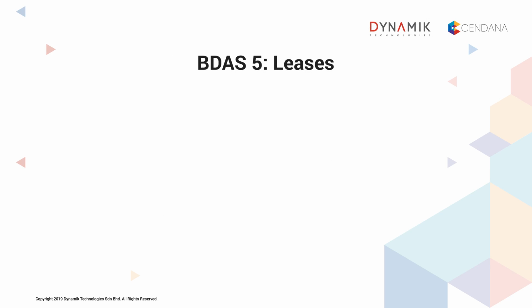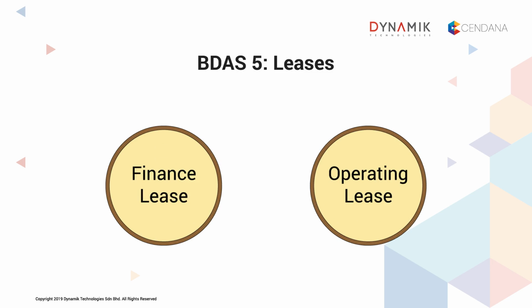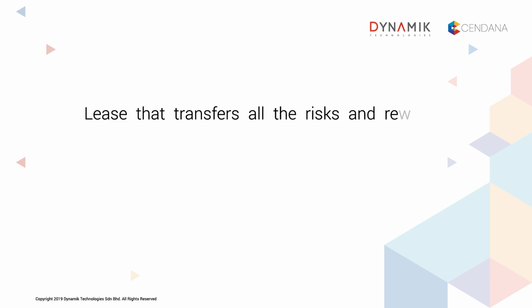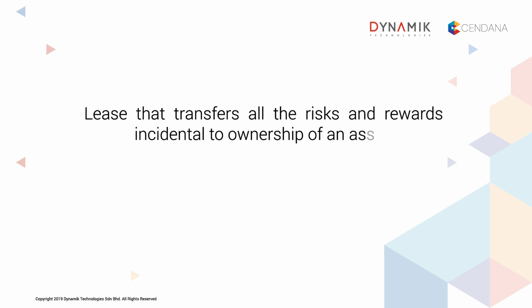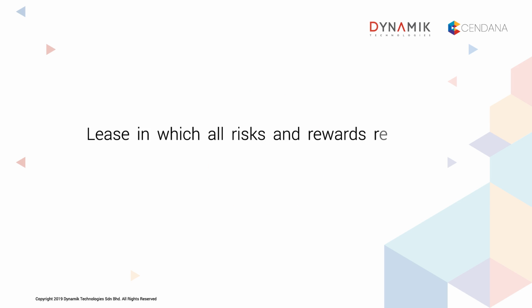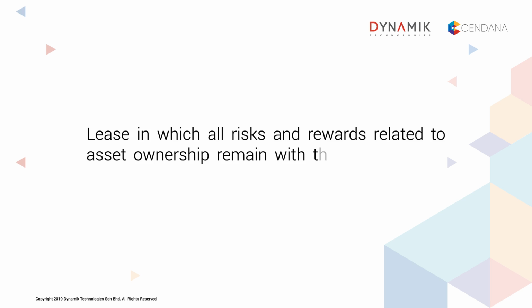Lease is classified under Finance Lease and Operating Lease. Finance lease is defined as lease that transfers all the risks and rewards incidental to ownership of an asset. The lessee will obtain ownership by the end of the lease term. On the other hand, operating lease is lease in which all risks and rewards related to asset ownership remain with the lessor for the lease asset. In this lease, the asset is returned by the lessee after using it for the lease term agreed upon. The lessee is only entitled to the use of the lease asset.